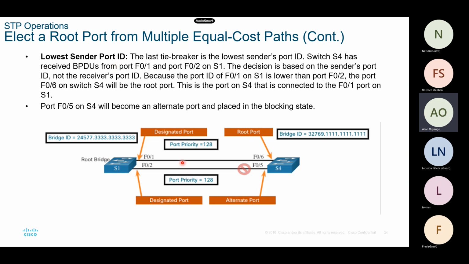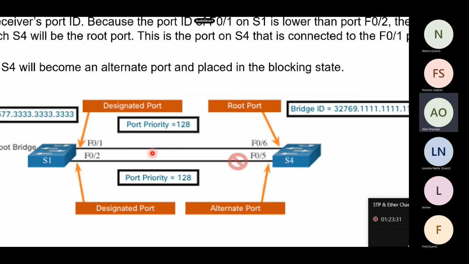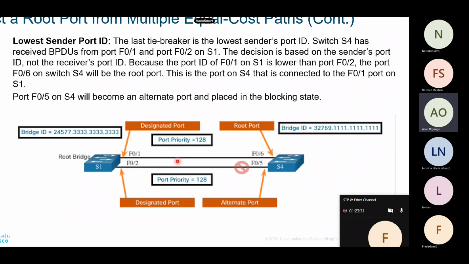Remember, even with two switches, a loop can still form. So we are going to have here switches S1 and S4, and these two switches are connected together by two links here. One of the ports has to be blocked to prevent the formation of the loop.